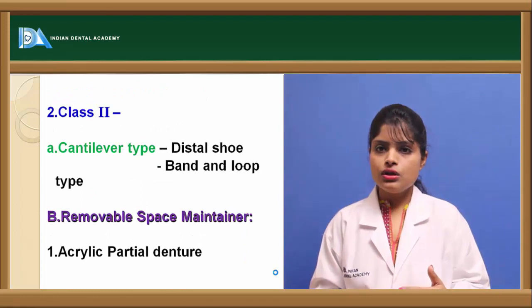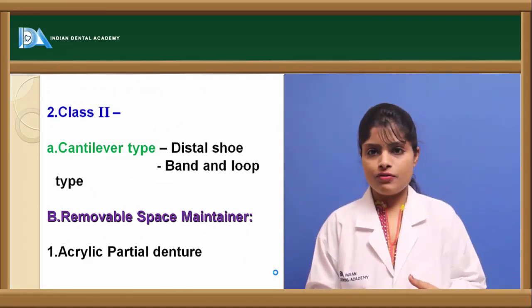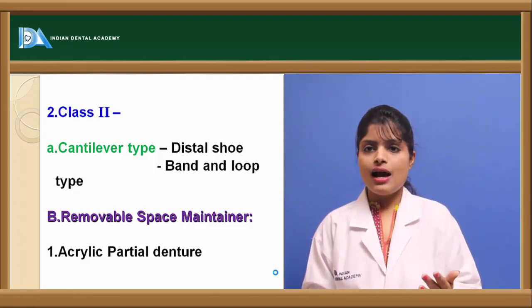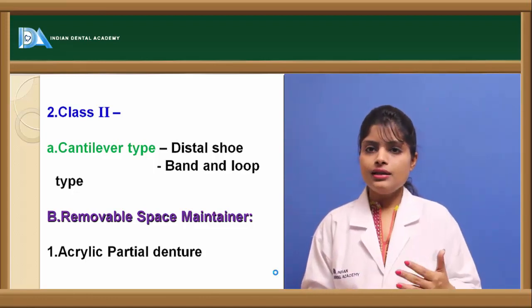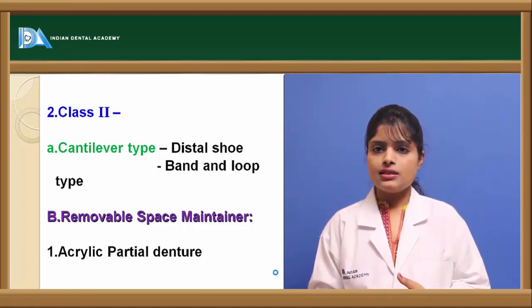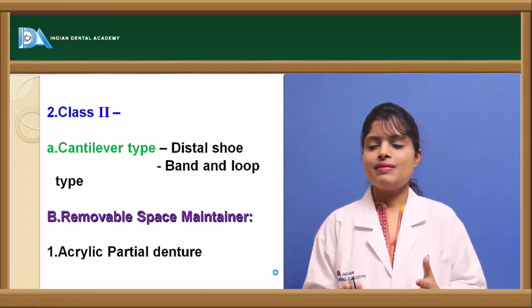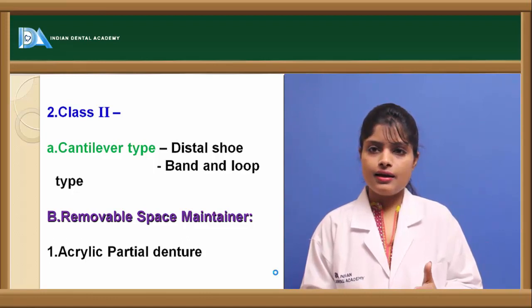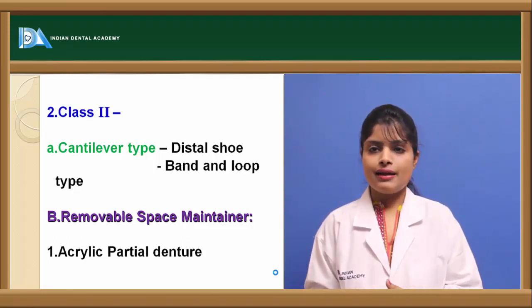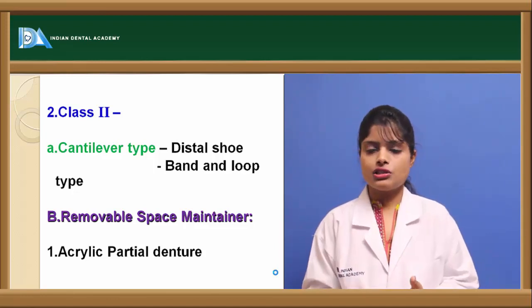Next, coming over to the cantilever type of appliances which act as a lever. They can be either band and loop and the distal shoe type of space maintainer. Next is the removable space maintainers. They incorporate acrylic partial denture. They can be functional or non-functional.